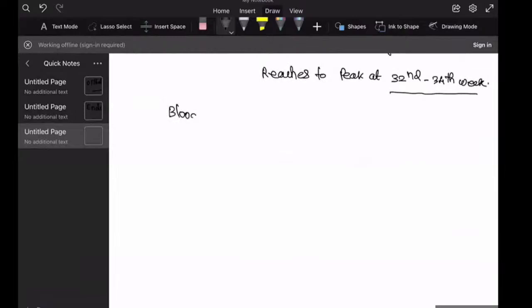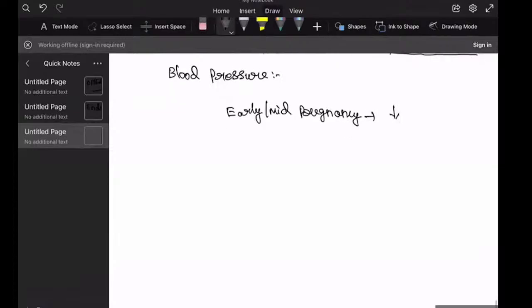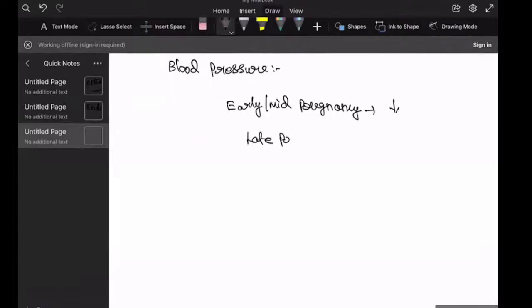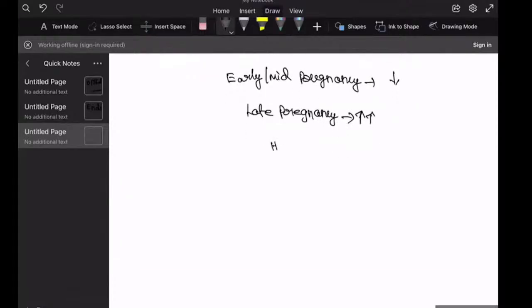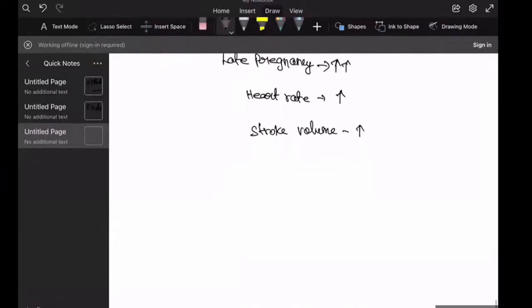What happens to the blood pressure? In early or mid pregnancy, the BP usually is less. Late pregnancy, the BP shoots up. Heart rate increases. Stroke volume is also going to increase. Peripheral resistance is going to decrease.